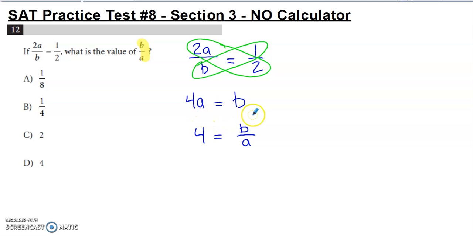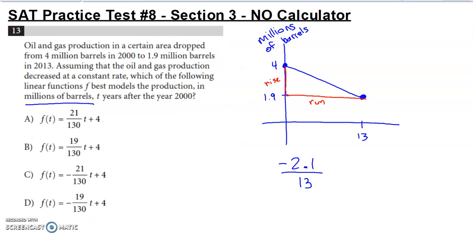If I just divide both sides of this equation here by a, I get b divided by a on the right-hand side, and b divided by a pretty clearly is 4.